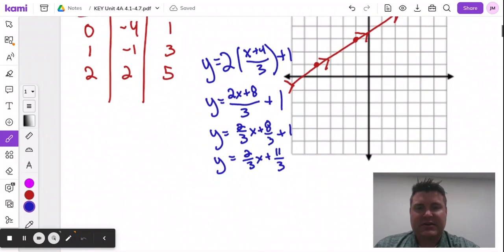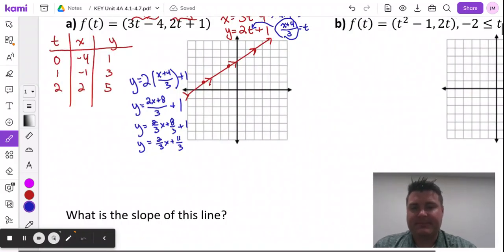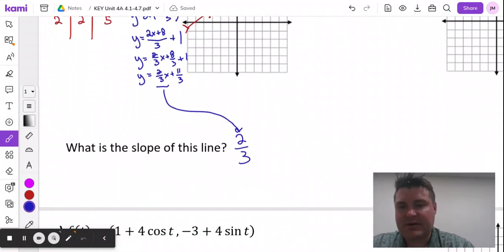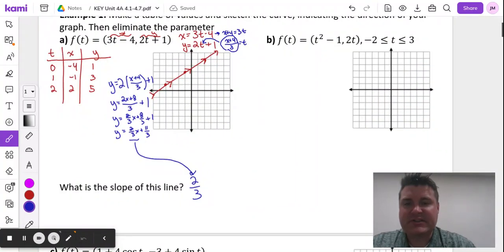Now it's going to ask me down here, what's the slope of this line? Now we said it's 2/3. I do agree with that because of this right here. But we can also get that from our t values if we have two linear parametric equations. So 3t minus 4 is linear, 2t plus 1 is linear. So we can always do change of y over the change in x.